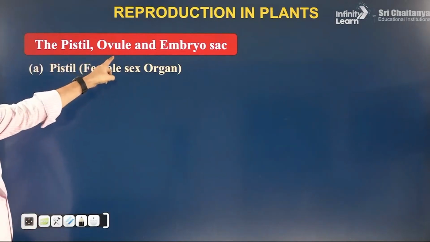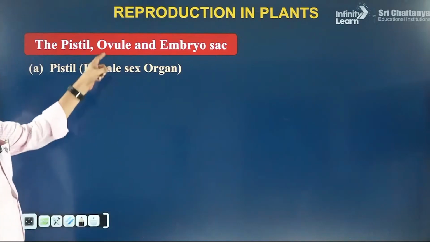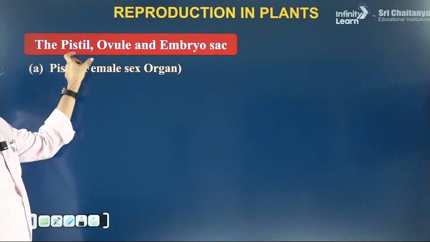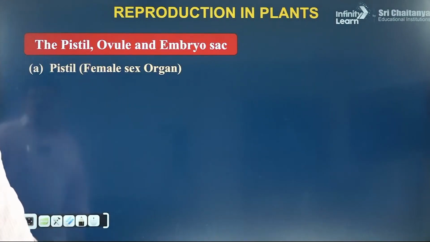Pistil, ovule, embryo sac. It is the female reproductive organ. Pistil is the female reproductive organ.